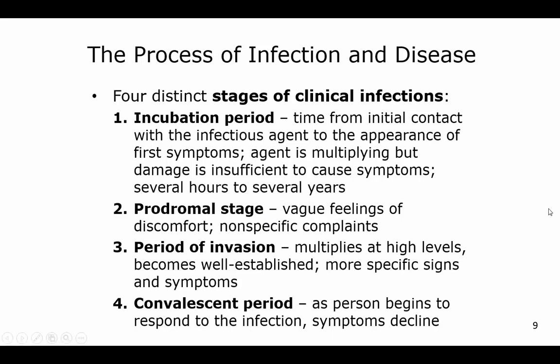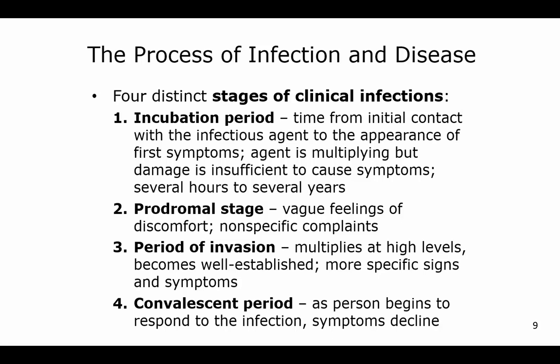Okay, let's finish up the chapter. So the process of infection and disease. If you remember in a previous chapter, I talked about the different stages of bacterial or microbial growth. Well, I told you that if you learned that graph or that chart, we were going to see that again in later chapters. Well, here we are. And here we are going to talk about the 4 distinct stages of clinical infection.